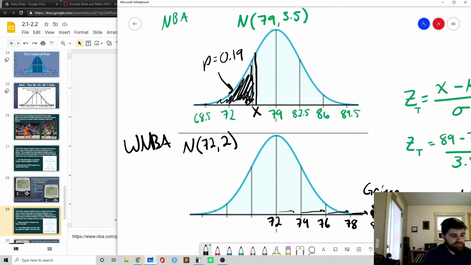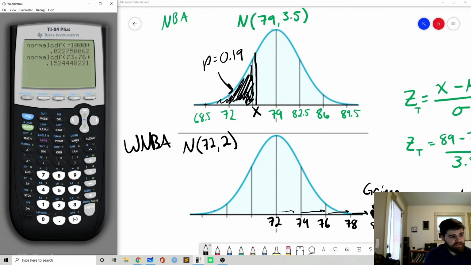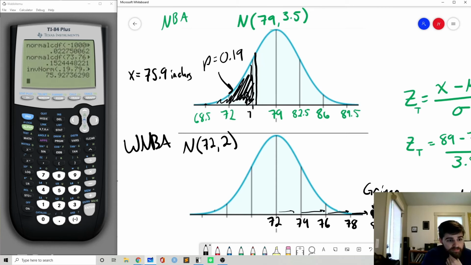So you can also use the calculator for this. It's going to be a slightly different process. We still go to distributions. This time we're going to inverse norm. We're working backwards here. We already know what area we want, 0.19. Then we can put in our mean and standard deviation as well. Cool, and we get 75.9. So this new player's height, X, is 75.9 inches, which, yeah, I was about right with that estimate.